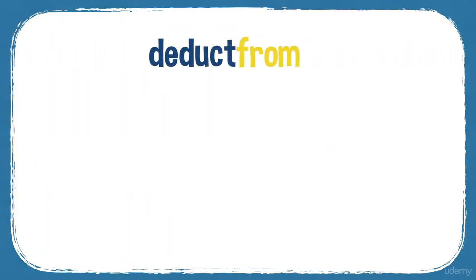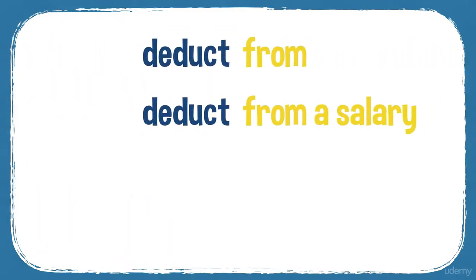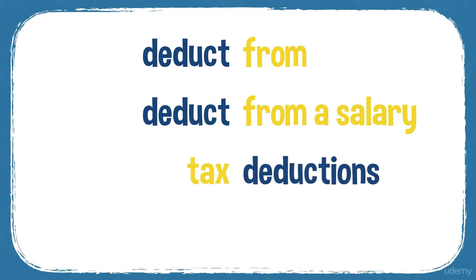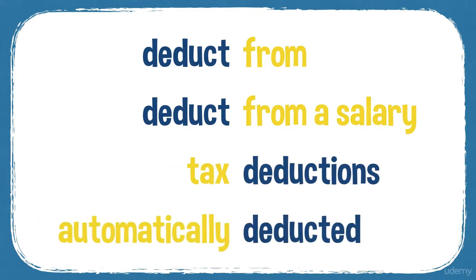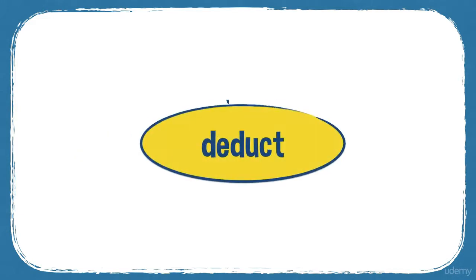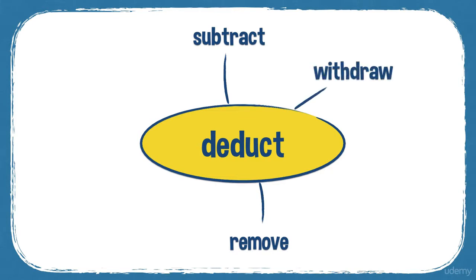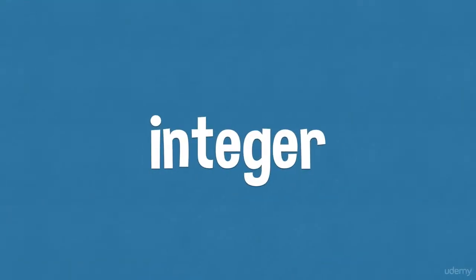So you can deduct from a salary, for example. You can have tax deductions automatically deducted. And deduct is a verb, so deducts, deducting, deducted. And deduction is the noun. A deduction. Some synonyms: subtract, remove, withdraw. And your next word is integer.